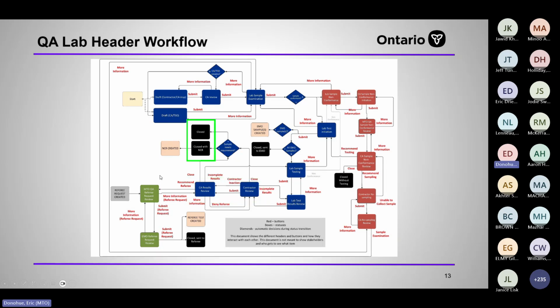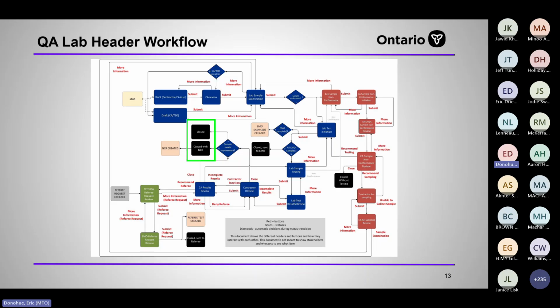There's a few options for closing out a sample. We can send it just to a typical close, so maybe it's a single sample, and it can be tested and it's acceptable, and we can just close the sample outright. Maybe there's an issue with the sample, so we can create an NCR directly from the lab record. If the contractor identifies an issue, they can identify that, and it'll automatically create the NCR for them.